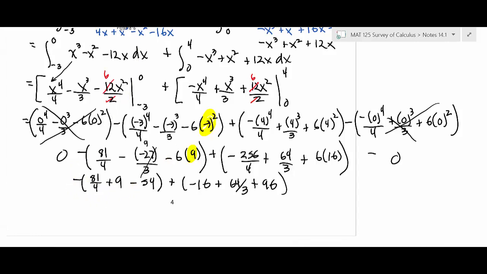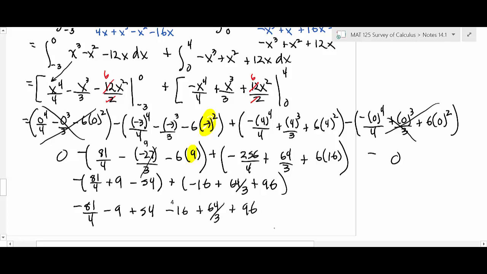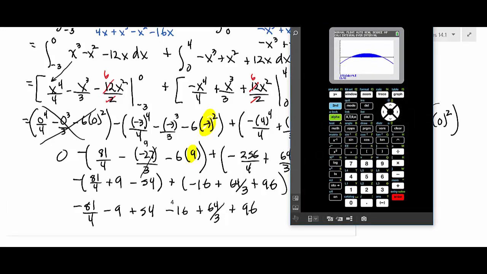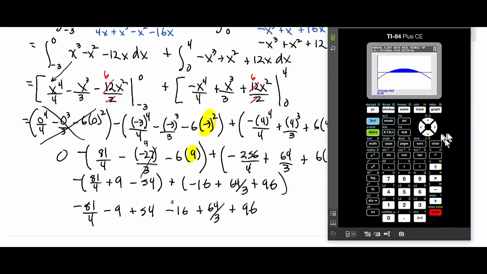Okay, so what we're going to have next, then we're going to go to our calculator. We have negative 81 over 4 minus 9 plus 54. Distribute the negative. Then minus 16 plus 64 over 3 plus 96. And you get down to a point like this, you might as well just get your calculator out and do it all that way, including the fractions. Then we can get a fraction answer on this, and I hope I didn't make any mistake anywhere.